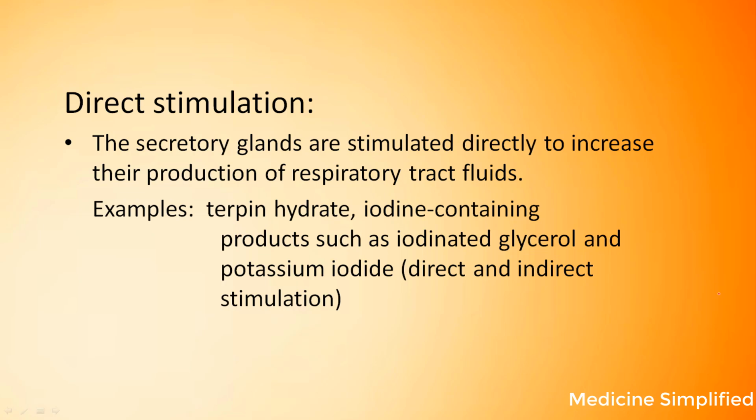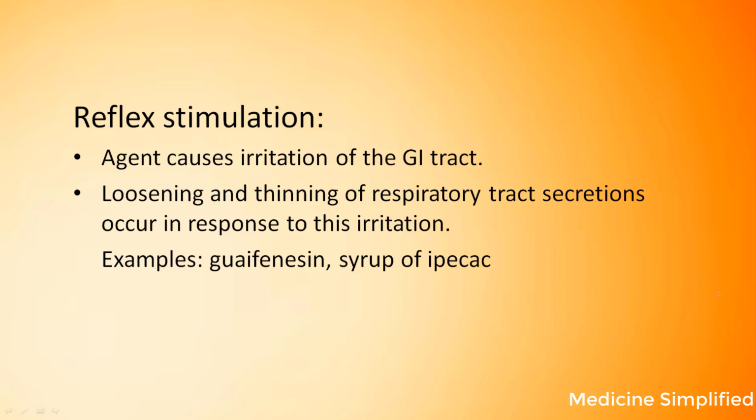Coming to direct stimulation, the secretory glands are stimulated directly to increase their production of respiratory tract fluids. Examples are terpin hydrate and iodine containing products such as iodinated glycerol and potassium iodide. Coming to reflex stimulation, these are agents causing irritation of the GI tract. Loosening and thinning of respiratory tract secretions occur in response to this irritation. Examples are guaifenesin and syrup of ipecac.